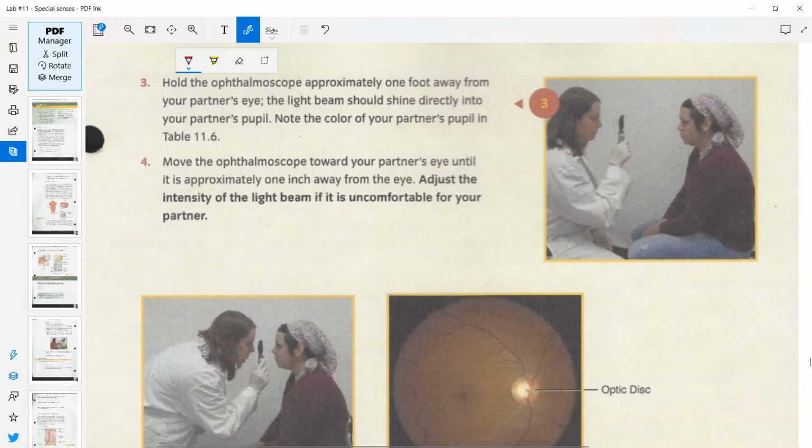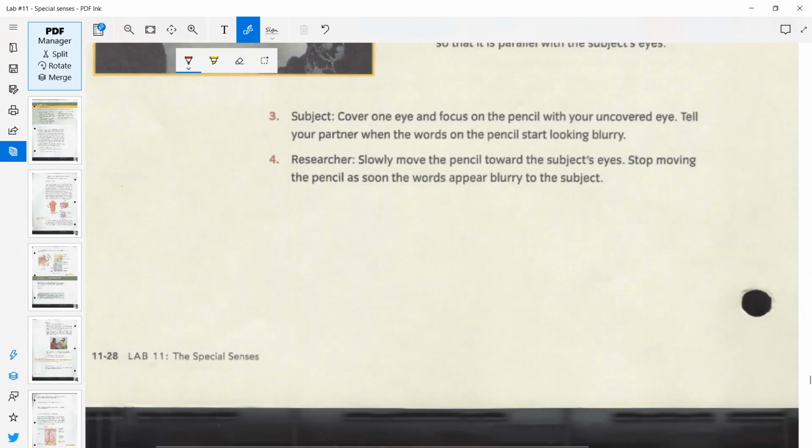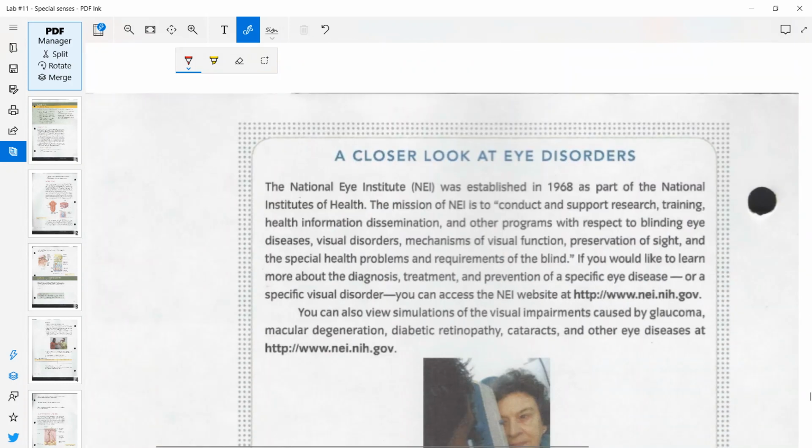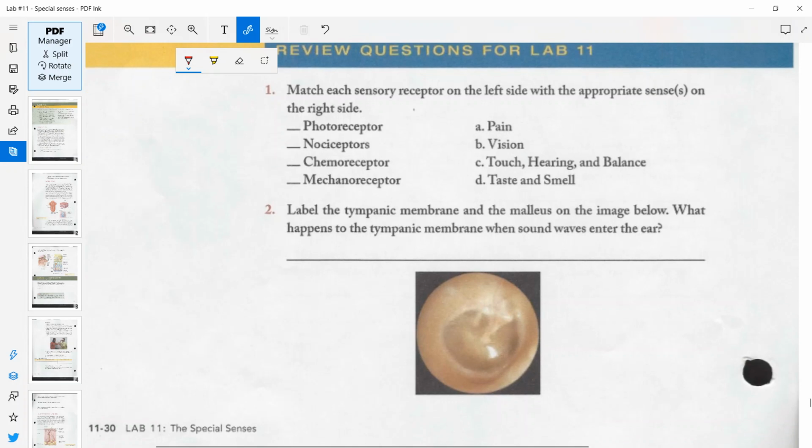So we didn't have a chance to do the ophthalmoscope, so that's gone. The accommodation test is gone. And we've got the review questions.